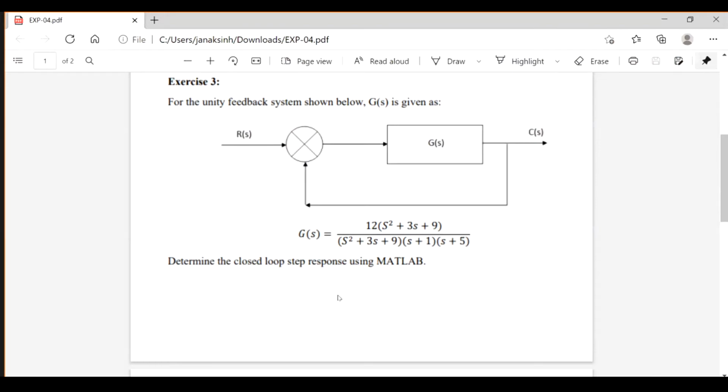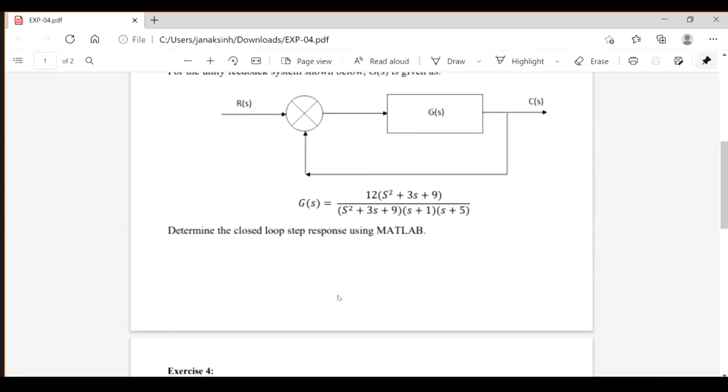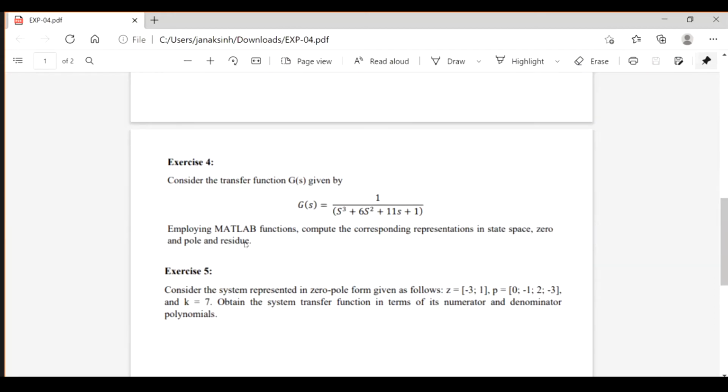So now we move to question number 4. In question number 4, we are given a transfer function G of s, which is 1 upon s cube plus 6s square plus 11s plus 6. And by using a MATLAB or Octave code, you have to determine the state space representation, zero, pole, and residue. So now, what is the state space representation?